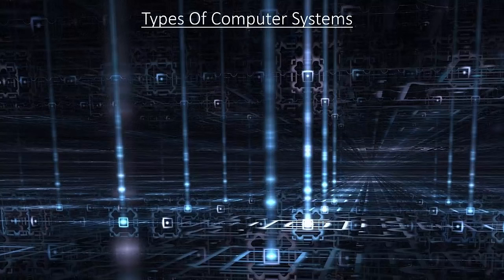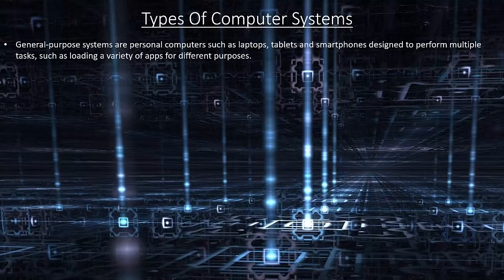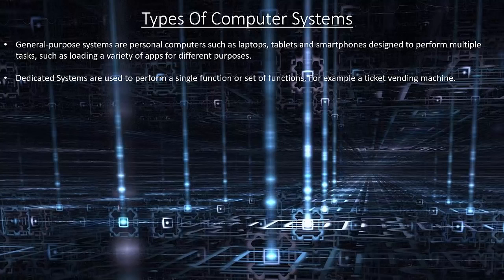Types of computer systems. General purpose systems are personal computers such as laptops, tablets, and smartphones designed to perform multiple tasks such as loading a variety of apps for different purposes. Dedicated systems are used to perform a single function or set of functions, for example, a ticket vending machine.